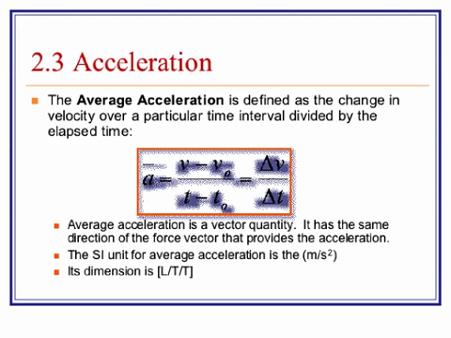Remember, this gives us the average acceleration, not necessarily the instantaneous acceleration. Since the units for velocity are meters per second, and acceleration is velocity divided by time, the units for acceleration are meters per second per second, or meters per second squared.